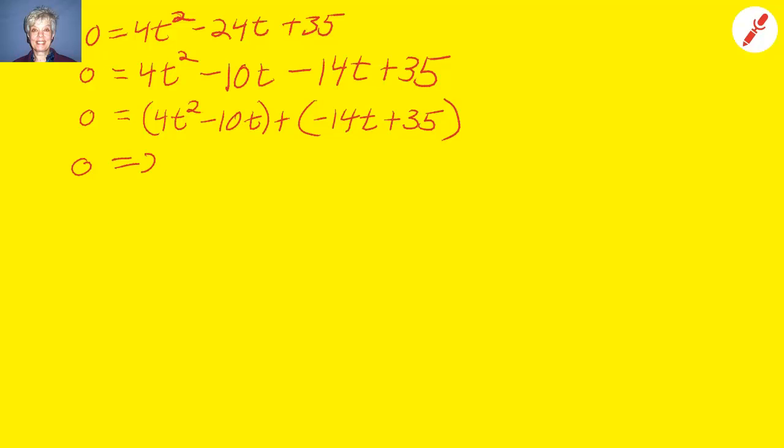I factor the first set of parentheses by the greatest common factor, which is going to be 2t. So 2t times 2t minus 5 plus, now remember, in this binomial, the leading term is negative 14t. The leading coefficient is negative 14. When you pull a GCF out of a polynomial, and that polynomial has a negative leading coefficient, you have to pull out a negative GCF. So I'm going to pull out negative 7. That will leave me 2t minus 5. And you should always double check that negative 7 times 2t is negative 14t, and negative 7 times negative 5 is positive 35. So we did this correctly.